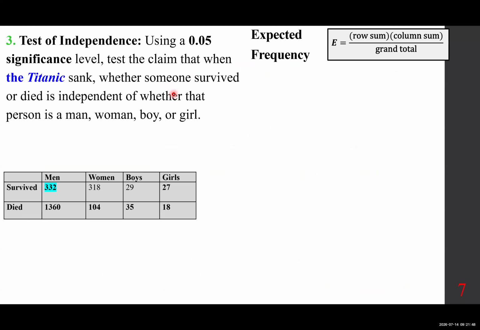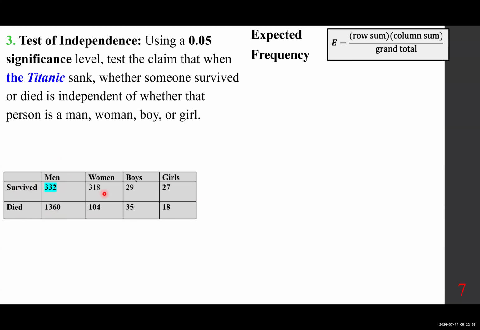All right, okay, this is a test of independence. Using a 0.05 significance level, test the claim that when the Titanic sank, whether someone survived or died is independent of whether that person is a man, woman, boy, or girl. So here's the table, everybody. So the given. So these are the survivors. These are who didn't. Men, for example, this means 332 men survived, 1,360 died.